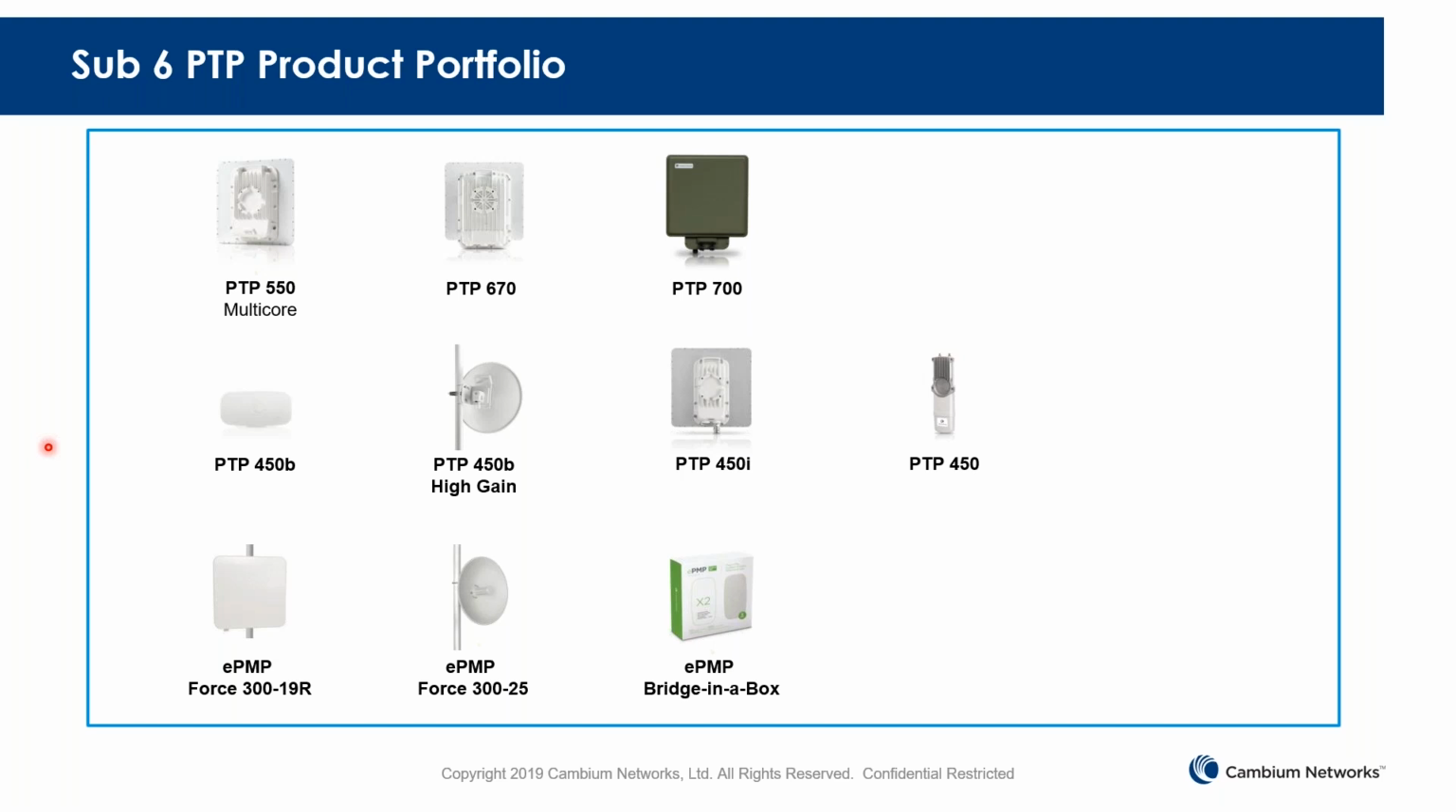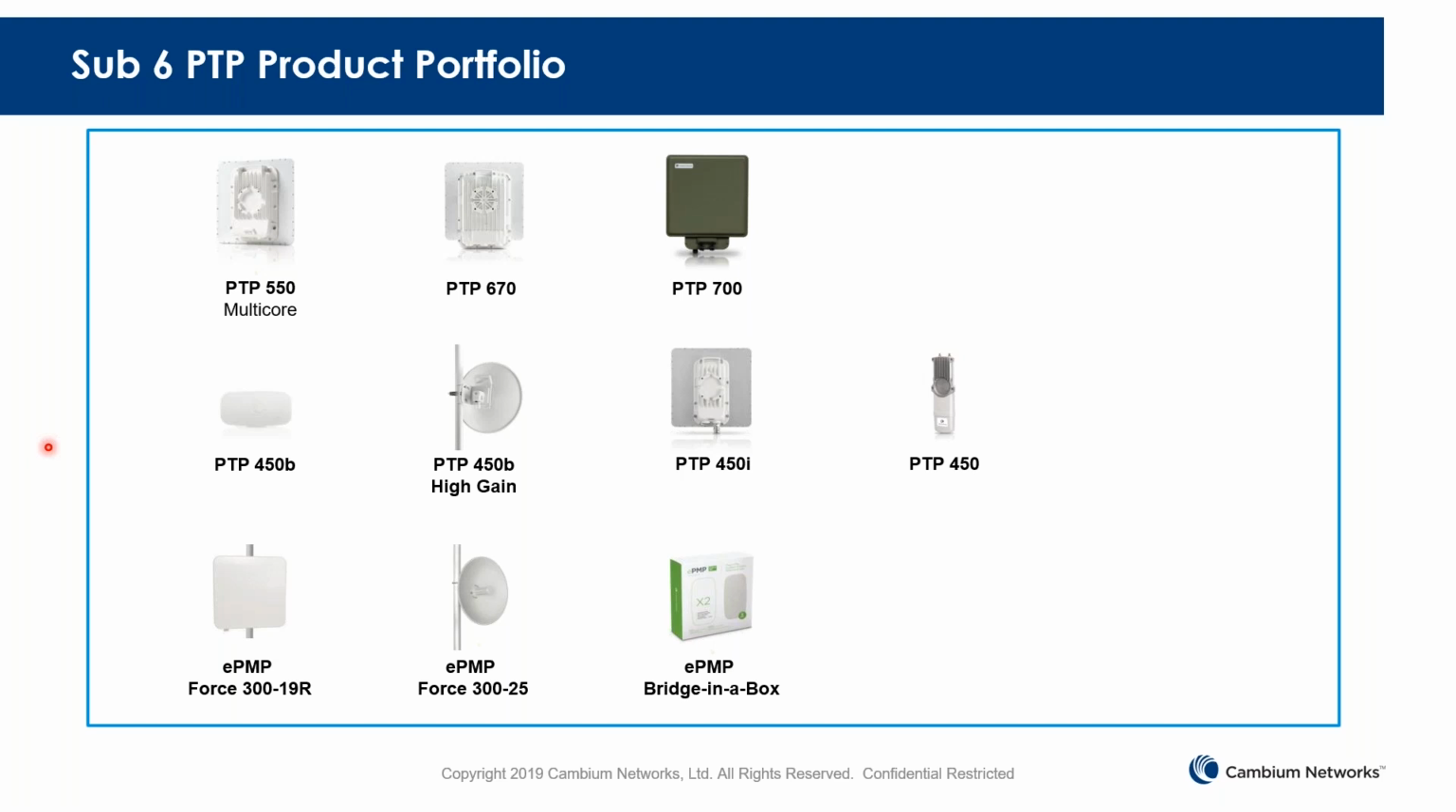Okay. The next question I have is about the 450. What is the difference between 450b and 450b high gain? Is this just about the antenna, or is there something else? Sagar, do you want to cover this one? Yeah, I can cover this one. The main difference between 450b and 450i is two main things. No, 450b HP, high gain. Oh, high gain, I see. Yeah, the main difference is only the antenna.